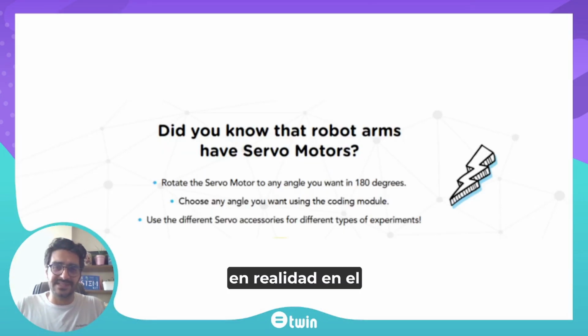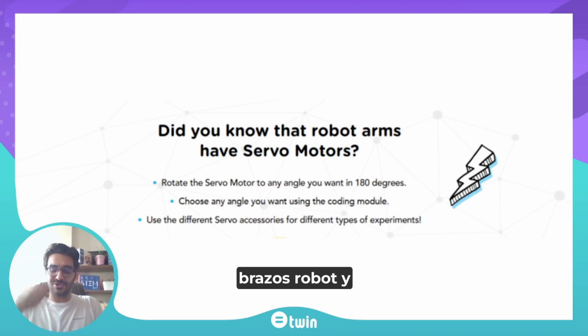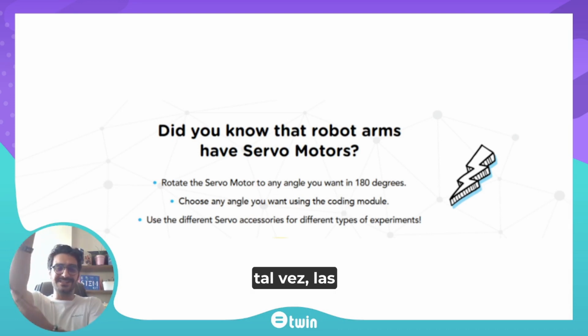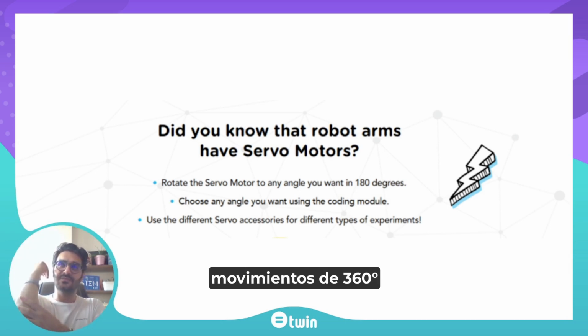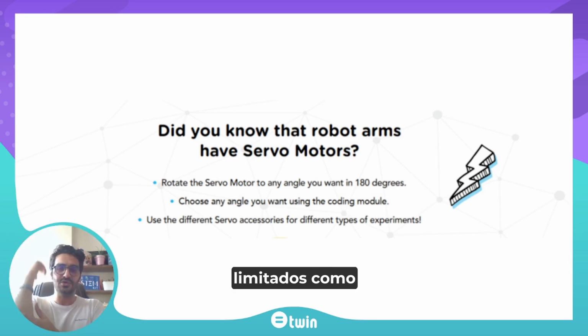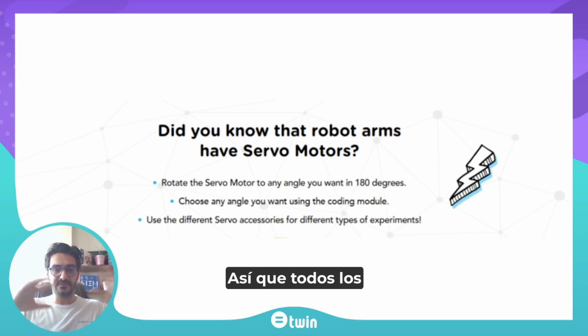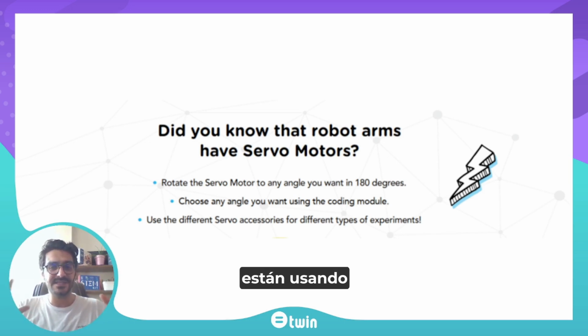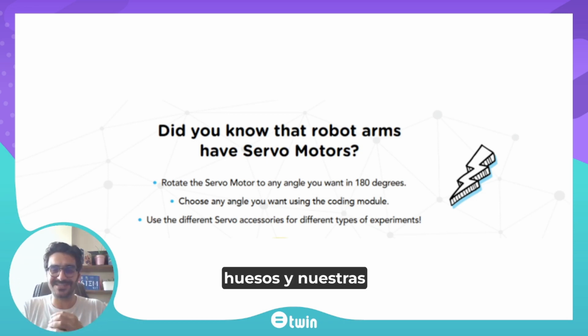So all the robot arms in the world actually have servo motors, because robot arms and maybe our joints have limited motion, not 360, not full circular motion, but there is a limited motion in our joints as well. So all the robot arms are using servo motors to have a motion like our bones and our joints. And when you use the servo motor with the coding module, you can choose any angle for different inputs.